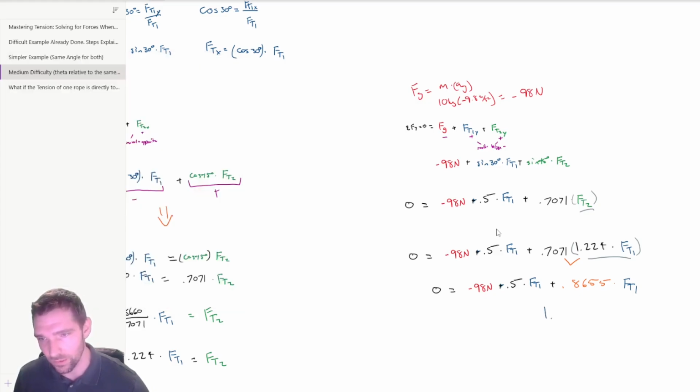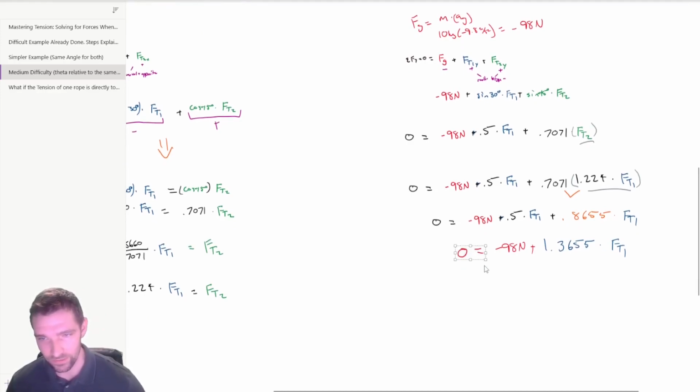So we've got 1.3655 when we combine those two times FT1, which was equal to the negative 98. If you were to think about that, that's kind of then being brought over to the other side. So we could write it out as negative 98 newtons. That's all equal to 0. Or we could just bring this over to the other side so that you've got the 98 newtons on the other side, which is now equal to whatever this is.